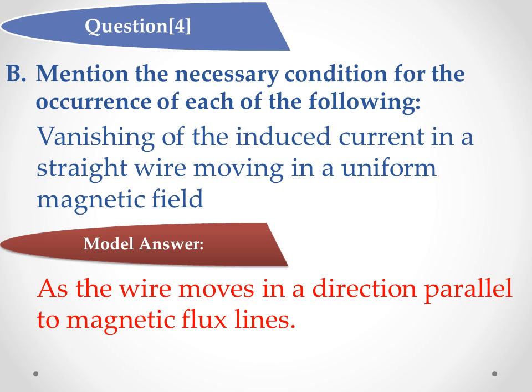Question 4. B. Mention the necessary condition for the occurrence of each of the following: vanishing of the induced current in a straight wire moving in a uniform magnetic field. Model answer. As the wire moves in a direction parallel to magnetic flux lines.